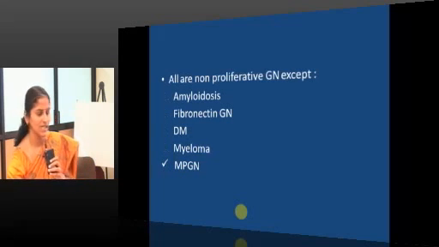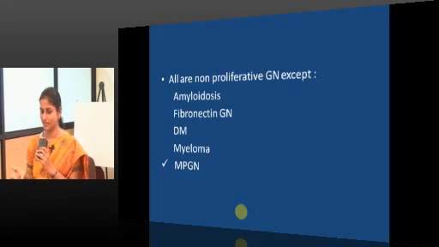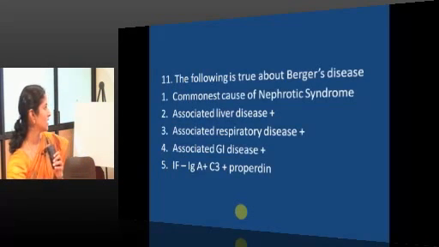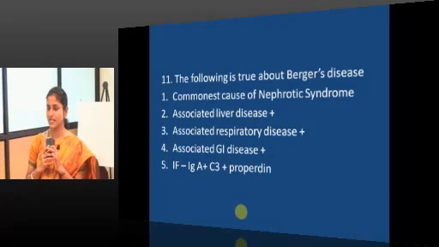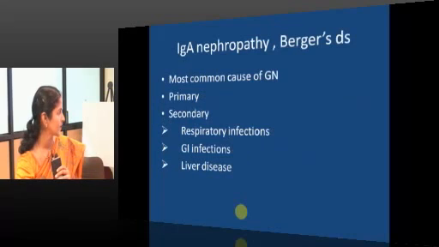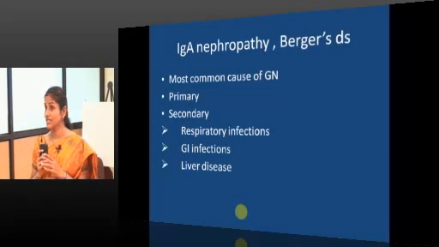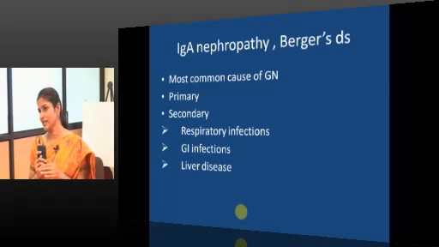Good. What is the other name for MPGN? Mesangiocapillary. The following is true about Buerger's disease. Buerger's is the other name for IgA nephropathy. So, IgA nephropathy is the most common cause of glomerulonephritis in the US, not in India, right.